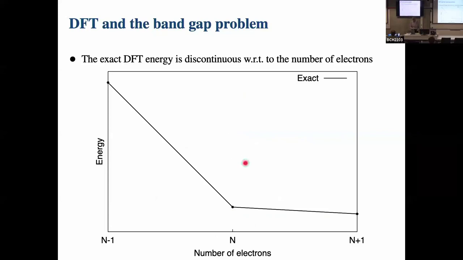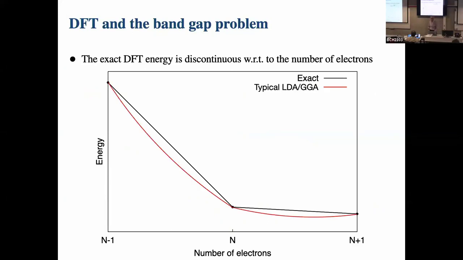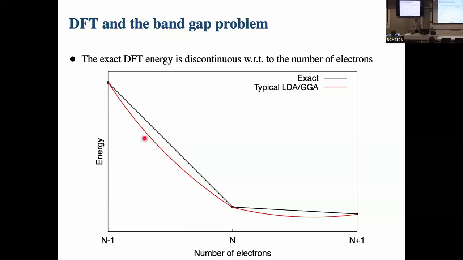Where we have a linearity between the energy at N minus one and N, and then N at N plus one, okay, that would be exact. If you do a typical LDA and GGA, it's going to be convex in this way, okay? And so the derivative on the left and on the right may have a discontinuity, but it's not the exact one, okay? And if you go to Hartree-Fock, the concavity is on the other side.